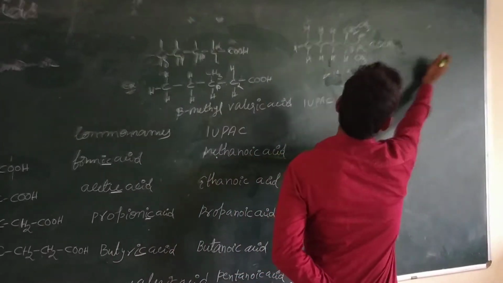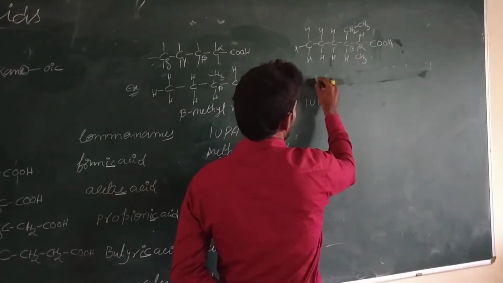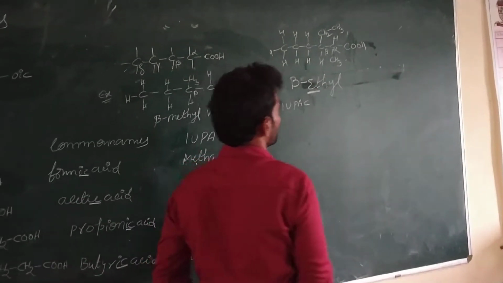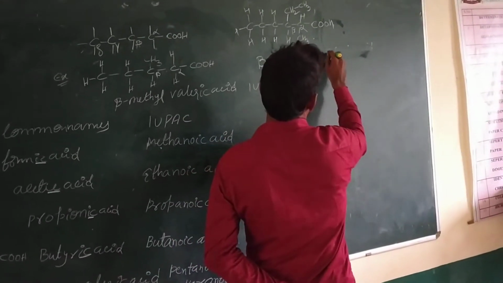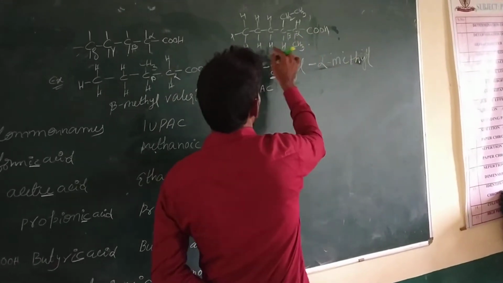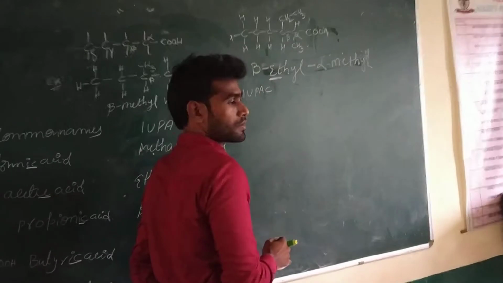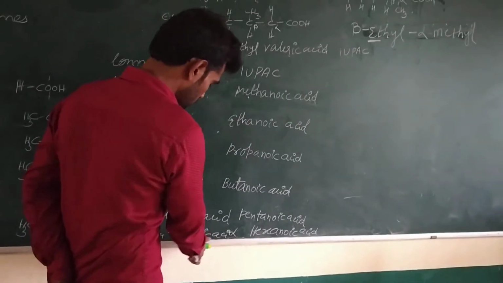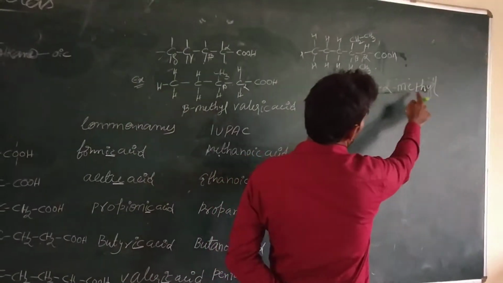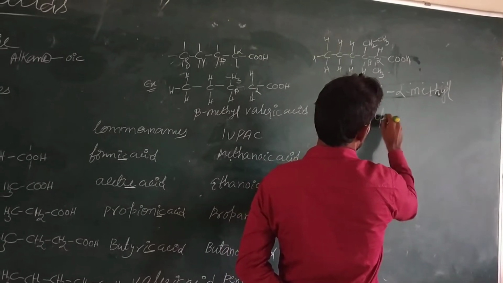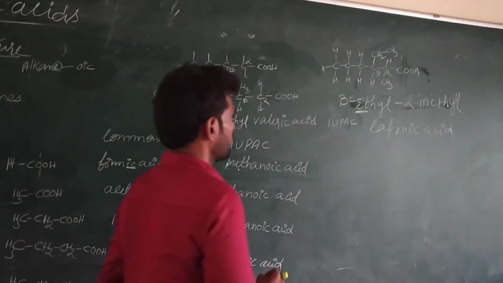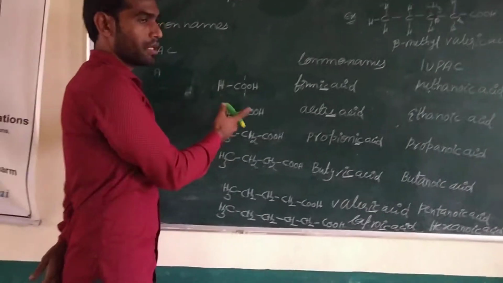So that's why beta ethyl, according to the alphabet, comes first. Next, alpha methyl. How many carbons are there? 1, 2, 3, 4, 5, 6. 6 carbons means the common name for this 6 carbon molecule is caproic acid. So beta ethyl, alpha methyl caproic acid. So like that we have the common names for the carboxylic acid.